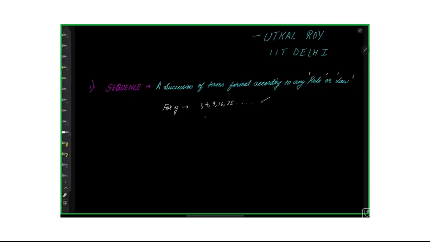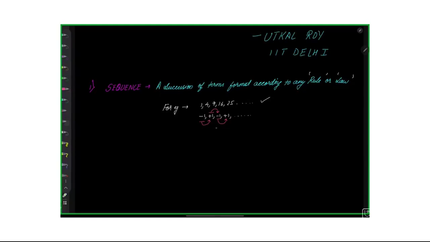Another example, -1, +1, -1, +1, dot, dot, dot. Is it a sequence? Yes, it is a sequence because if you multiply the initial term with -1, you'll get the next term. That is -1 into -1 is +1. +1 into -1 is -1. -1 into -1 is +1. So every term you're just multiplying by -1. So there is again a specific relation, right? So this can also be termed as a sequence.